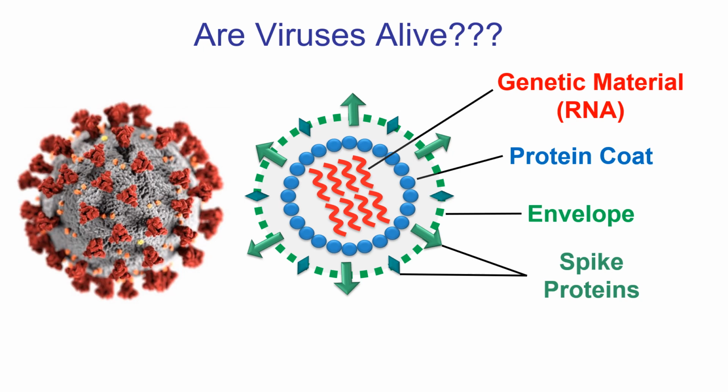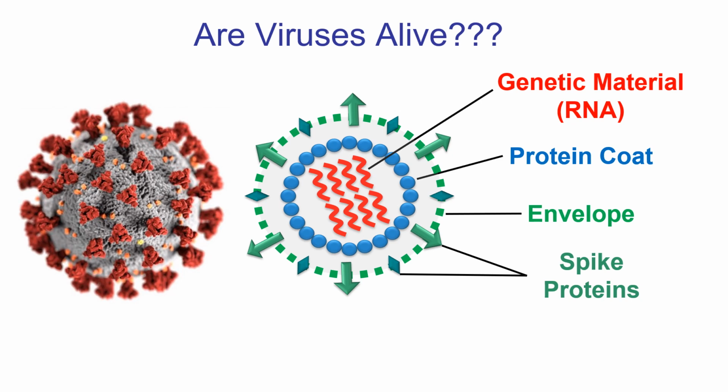Around the genetic material, the information, we have a coat of protein. And then in this particular case, around that, we have an envelope, which is a membrane. Now, the virus didn't make that membrane itself. When it left the cell it was infecting, it stole a chunk of the membrane. It wrapped the membrane around itself and pulled it off.